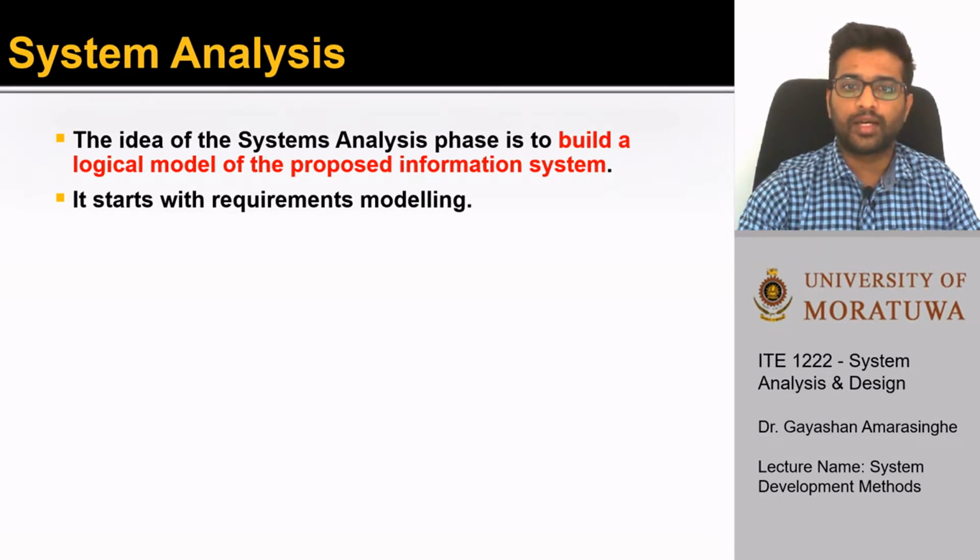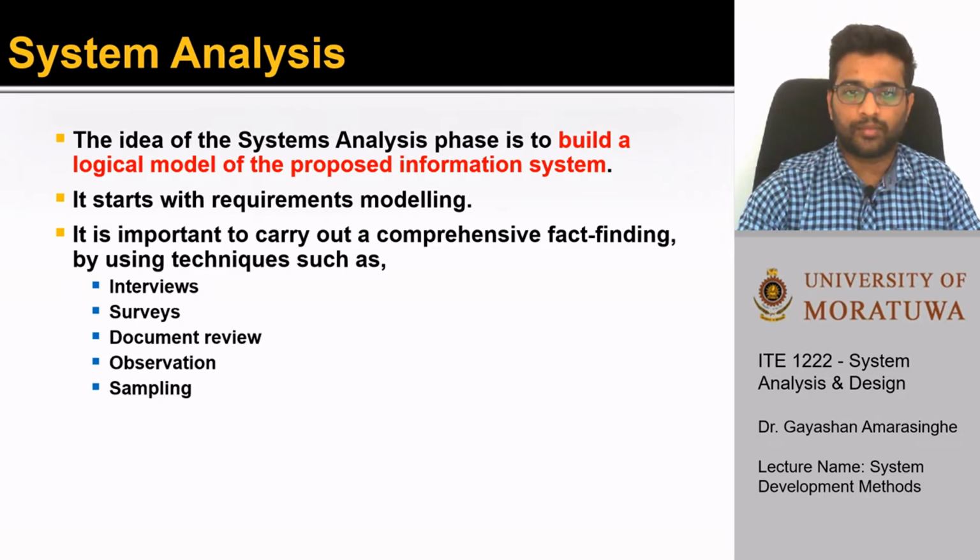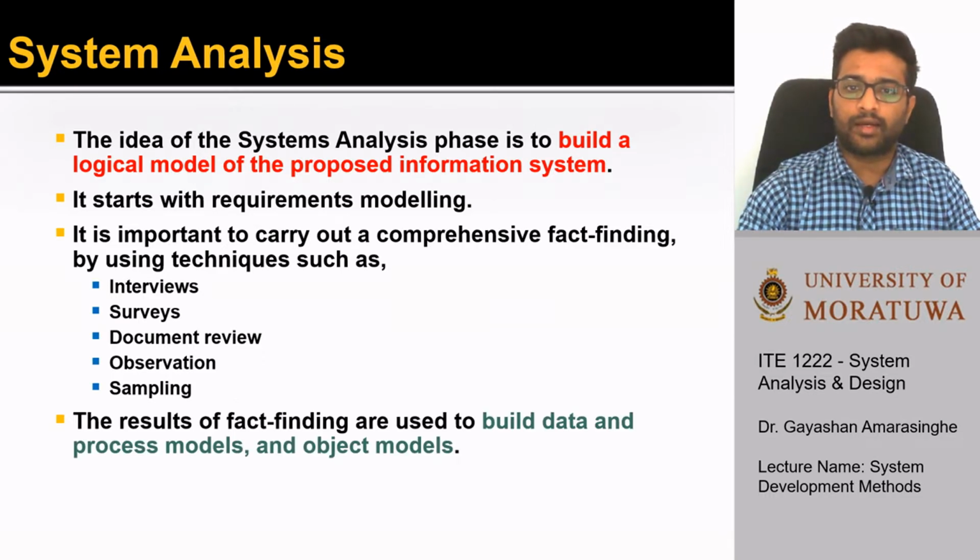In this phase, we need to learn about the requirements and, if an existing system is there, about the existing system as well. To learn the system, it is important to carry out a comprehensive fact-finding by using techniques such as interviews, surveys, document review, observation, and sampling. We need to gather information from all the stakeholders, both within the organization as well as outside the organization if applicable. The results of fact-finding are used to build data and process models and object models, which will be the logical model of the proposed system.